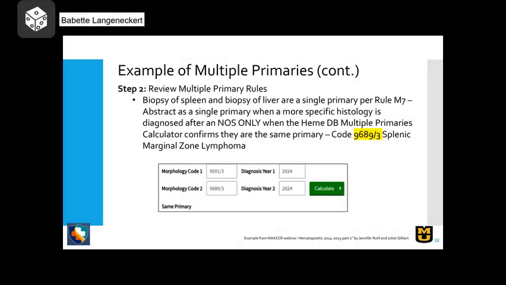Continuing the multiple primaries example. Step 2. Review the multiple primary rules. The biopsy of the spleen and biopsy of the liver are a single primary per Rule M7, which says to abstract as a single primary when a more specific histology is diagnosed after an NOS, only when the heme database multiple primaries calculator confirms they are the same primary. So code 9689/3, splenic marginal zone lymphoma.